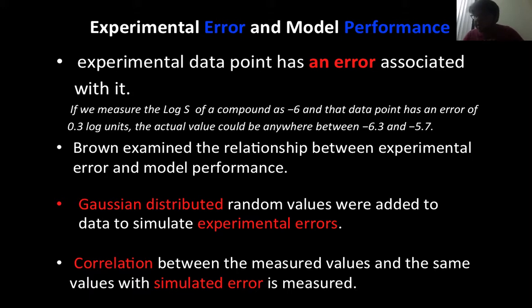Brown and some co-workers actually studied the relationship between the experimental error and the model performance. They carried out a series of theoretical experiments where Gaussian distributed random values were added to the data to simulate the errors. They calculated the correlation between the measured values and the same values with the simulated error, and this correlation can be thought of as the maximum correlation possible given the error in the measurement.